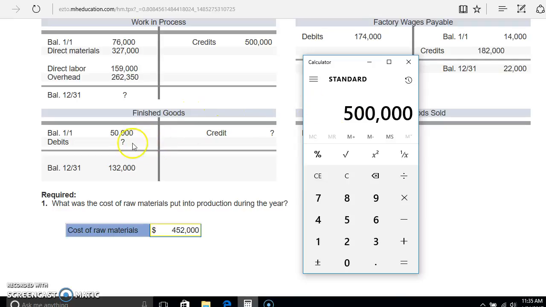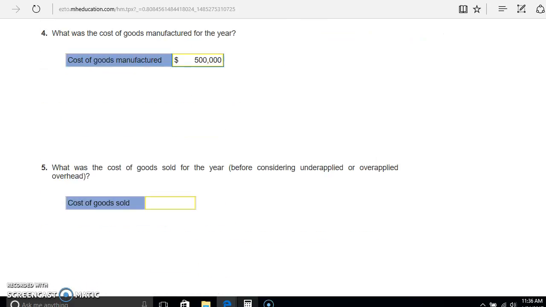So we started with a balance of $50,000. We added that $500,000. And then what happened was somebody went into the back and realized that we still had $132,000 left. So I'm going to go ahead and subtract that out. So we sold $418,000 worth of stuff. Now that's not our revenue. That's just the cost to us to make that material. So 418,000.